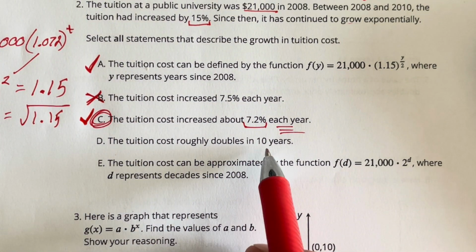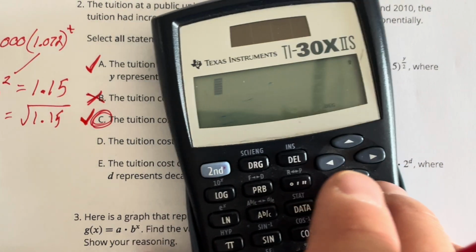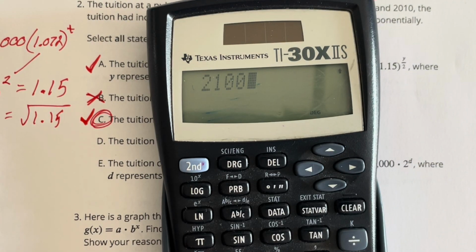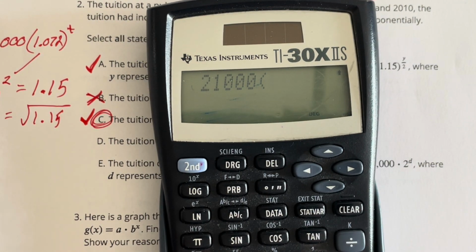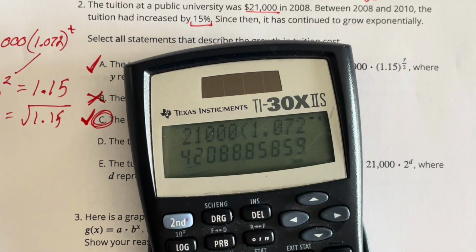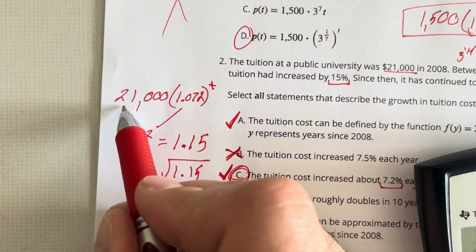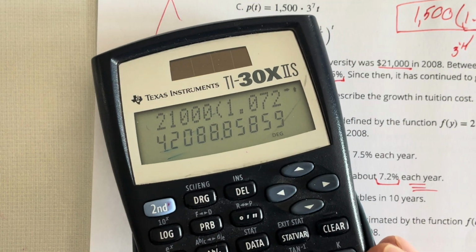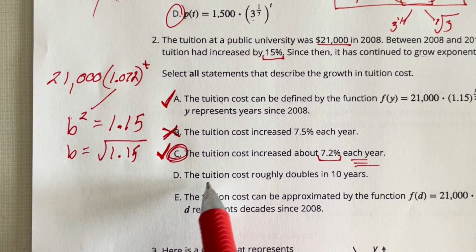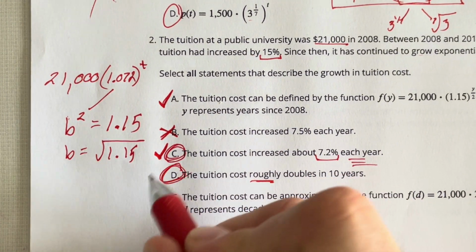The tuition cost roughly doubles in 10 years. Well, how do I figure that out? I take my 21,000 times 1.072, and I raise that to the power of 10. And see, does it double? So what would be 21,000 doubled? That'd be about 42,000, and yeah, 42,000. It does roughly double. That one's true. All right, so we get that.